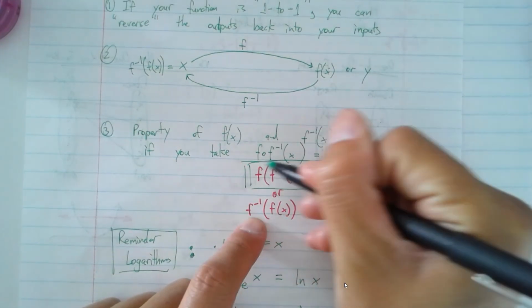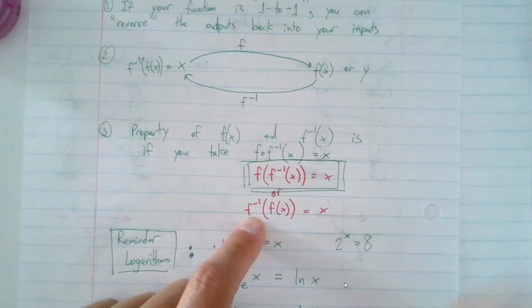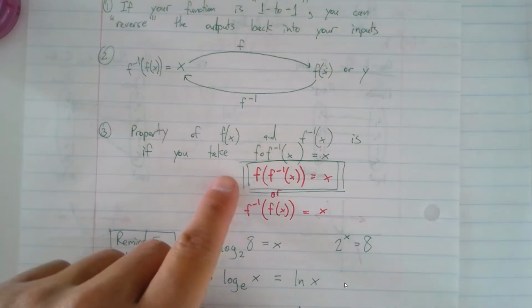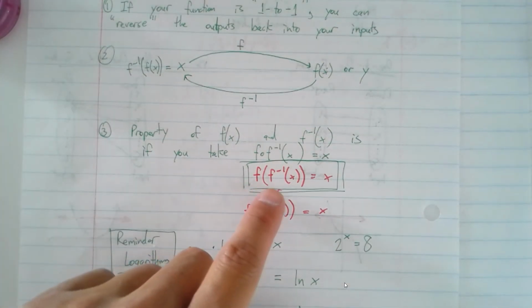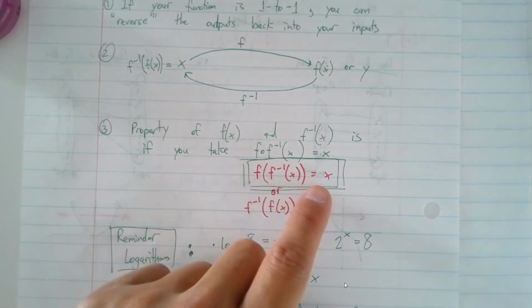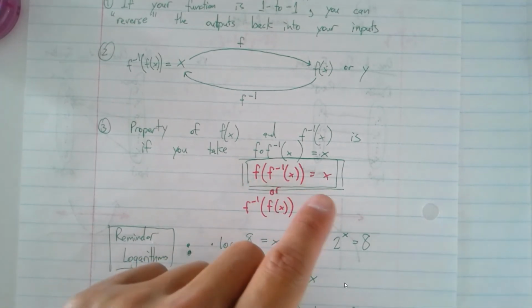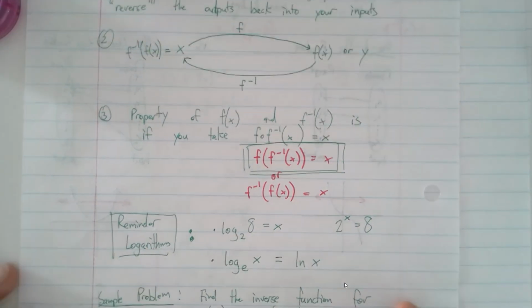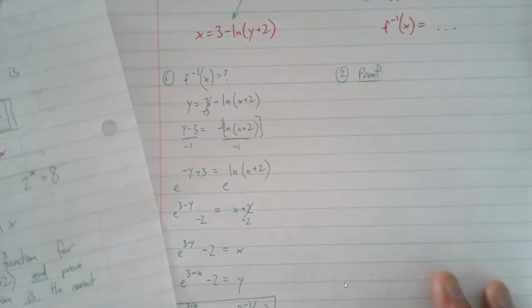If you look very closely, this is going to tell me how I'm going to prove this. If I take a composition function, meaning f of my inverse function of x, and I get x, that should prove to me that I have the right inverse function. Oh wait, what are you talking about? Okay, let me show you.